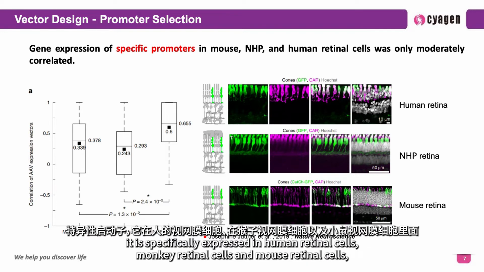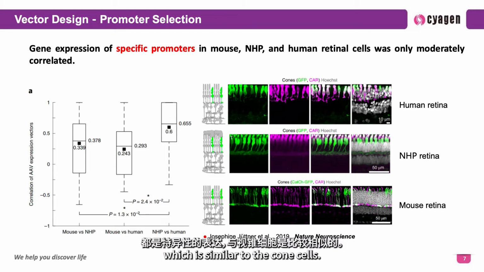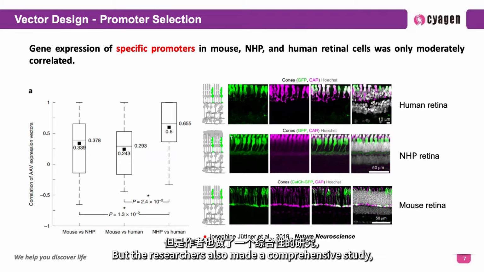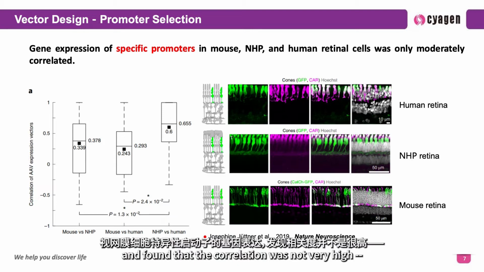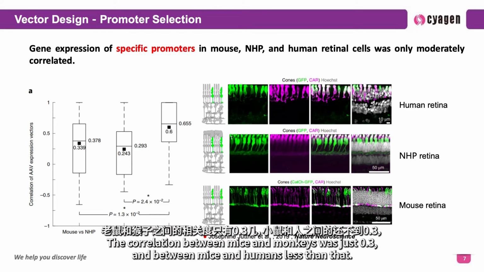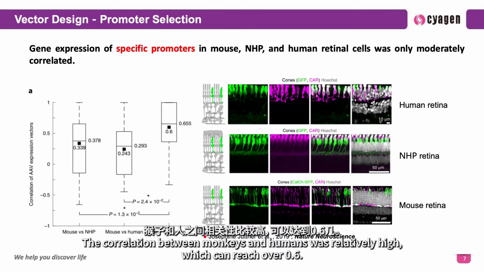It is specifically expressed in human retinal cells, monkey retinal cells and mouse retinal cells, which is similar to the cone cells. But the researchers also made a comprehensive study comparing the gene expression of retinal cell-specific promoters between mice and humans, monkeys and humans, and found that the correlation was not very high. The correlation between mice and monkeys was just 0.3, and between mice and humans less than that. The correlation between monkeys and humans was relatively high, which can reach over 0.6.